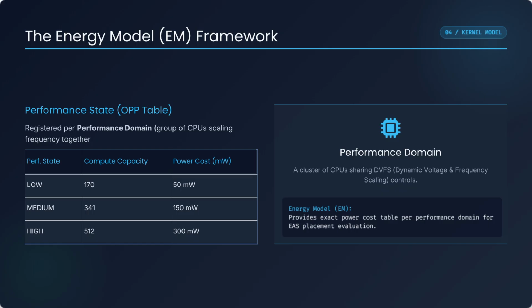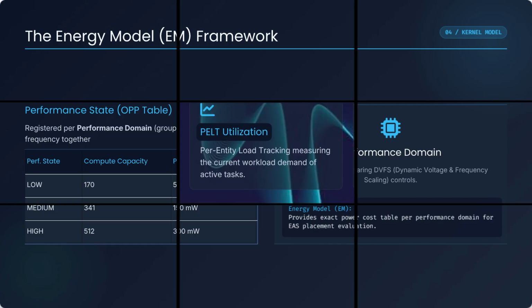So how does Linux know the energy cost of a CPU placement? Through the energy model, registered per performance domain, a cluster of CPUs that scale voltage and frequency together. Each domain has a lookup table of performance states. In our simplified example, low state offers capacity 170 for 50 mW, medium 341 for 150, high 512 for 300. This table is exactly what EAS checks before estimating the energy cost of any placement.